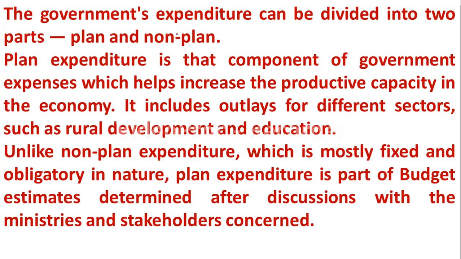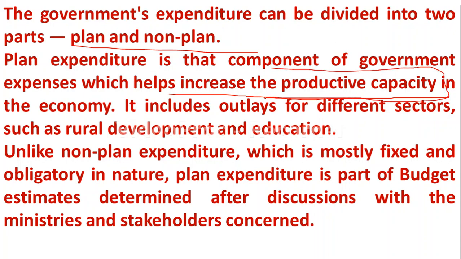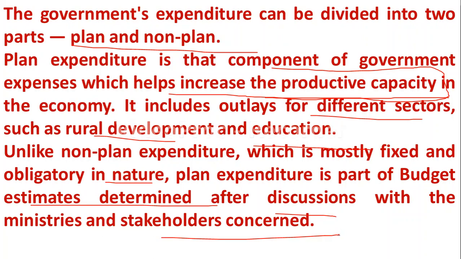So the government's expenditure can be divided into two parts. One is plan expenditure, another one is non-plan expenditure. Plan expenditure is that component of government expenses which helps increase productive activities. Whatever amount is spent on productive activities is known as plan expenditure. For example, expenditure on different sectors of an economy, expenditure on rural development, expenditure on education. And non-plan expenditure is mostly fixed and obligatory in nature. Plan expenditure is part of budget estimates determined after discussions with the ministries and stakeholders concerned.